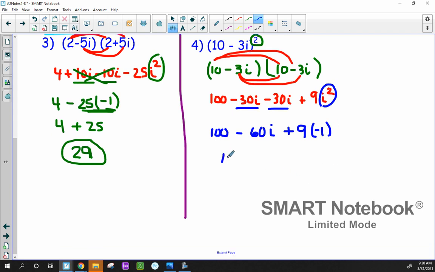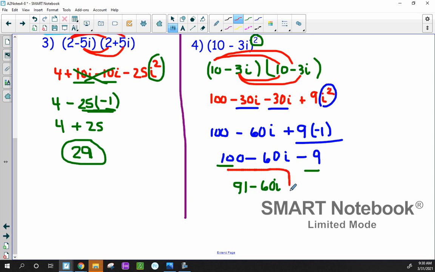And so now you're looking at 100 minus 60i, and then 9 times negative 1 is just negative 9. I see two real numbers left. They need to be put together. 100 minus 9 is 91. You'll drop your imaginary term down beside of it, negative 60i. When you have a real and an imaginary number left, obviously you know not to combine those. They are not like terms. So that is the simplified answer, 91 minus 60i.